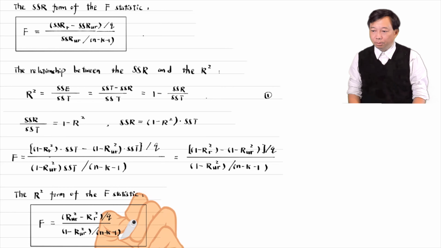Pay attention to the order of the R-squareds in the numerator. The unrestricted R-squared comes first. The unrestricted model has more explanatory variables than the restricted model. Therefore, the unrestricted model can explain more variation in the outcome variable. In other words, the unrestricted R-squared is greater than the restricted R-squared.